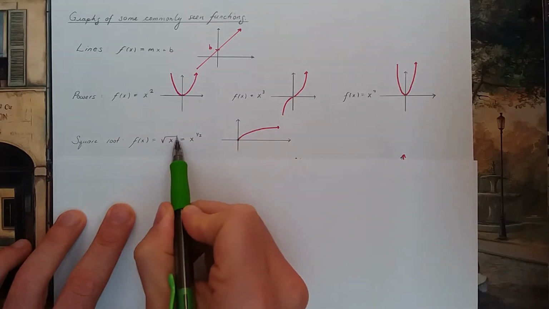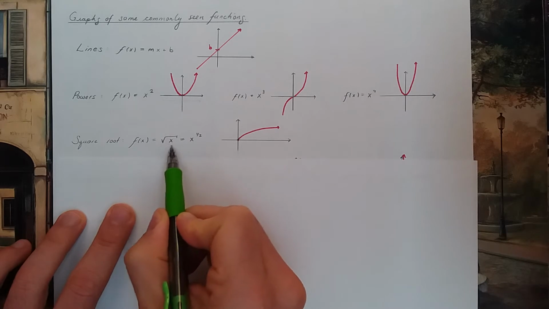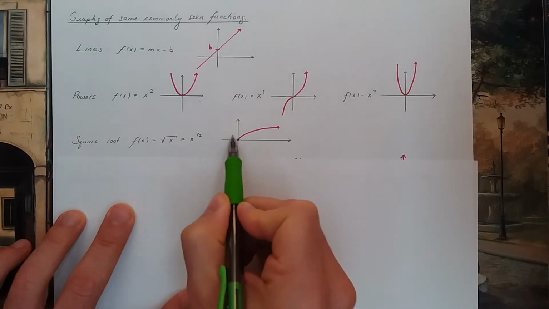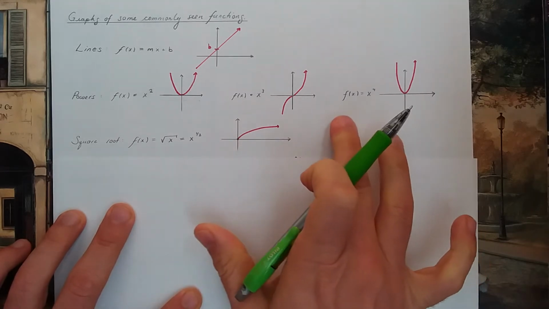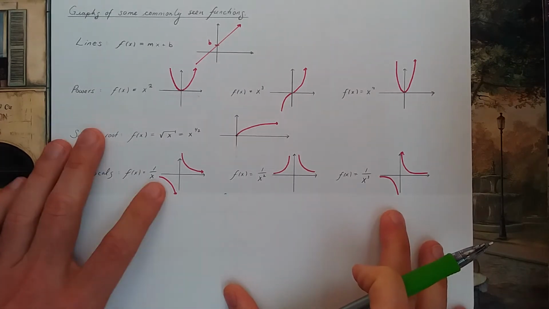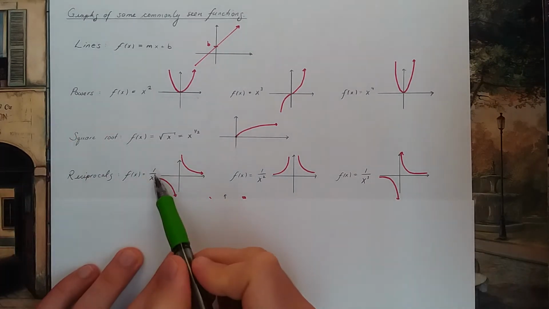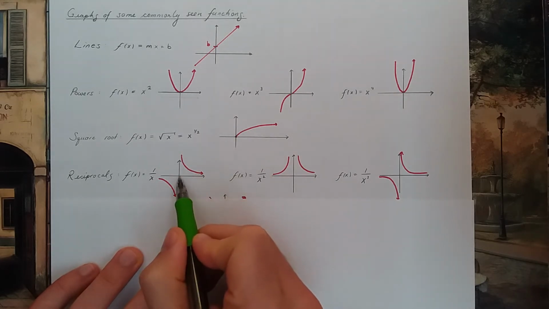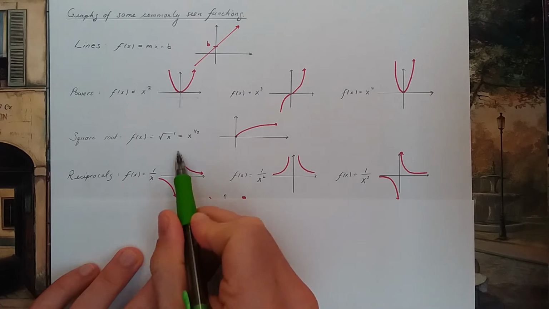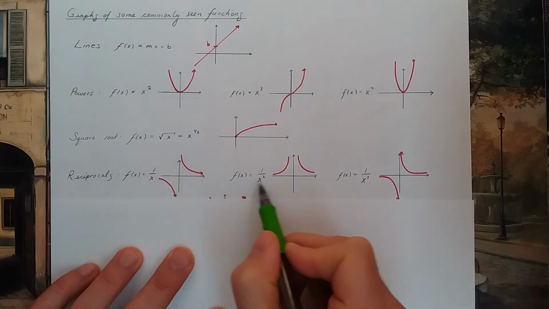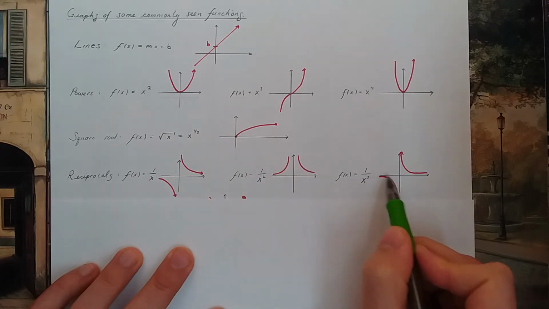The domain of this function is all non-negative numbers, which is why there's no red line on this half of the coordinate plane. We can graph reciprocal functions. So here is the graph of 1 over x. The domain of this function is all numbers except for 0. So that's why there's no dot in red on the y-axis on this graph. Here's the graph of 1 over x squared and 1 over x cubed.